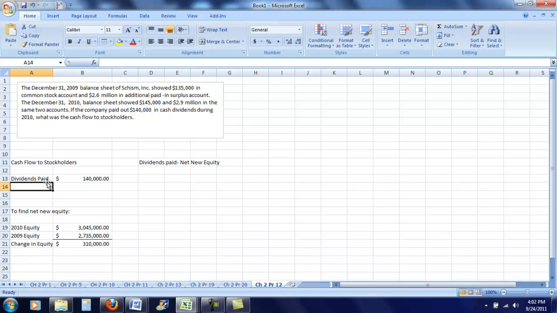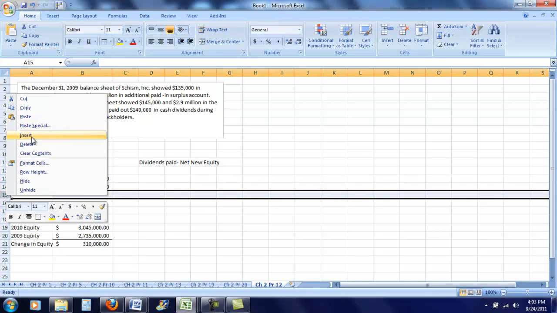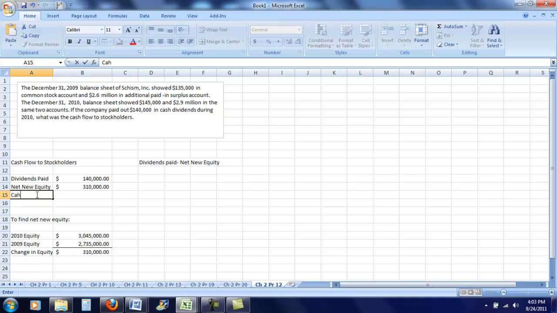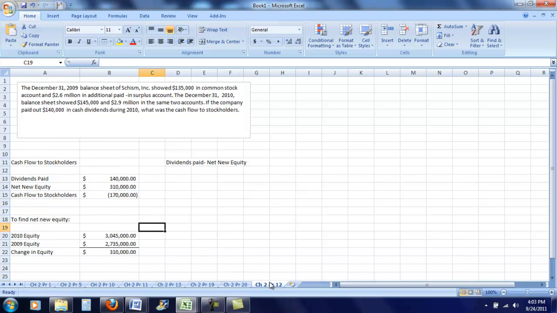So, net new equity is equal to my change in equity. I'm going to insert one more row so there's a little room. Cash flow to stockholders equals dividends minus net new equity, or minus $170,000. I'm going to need this for problem 13.